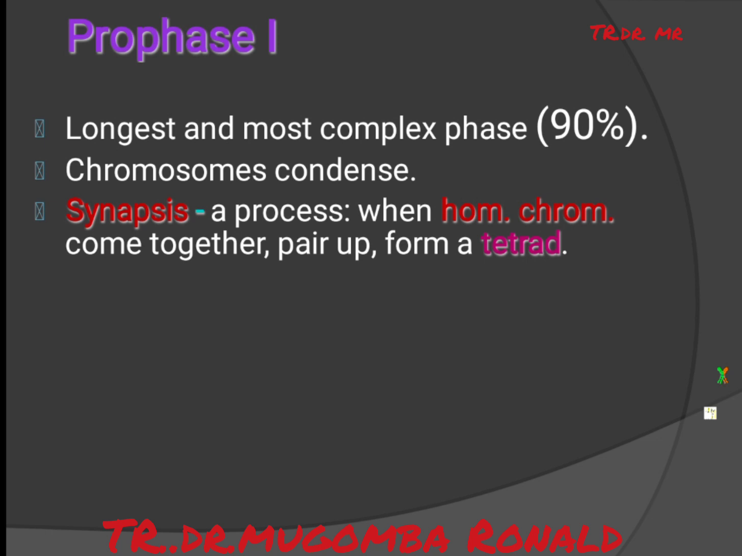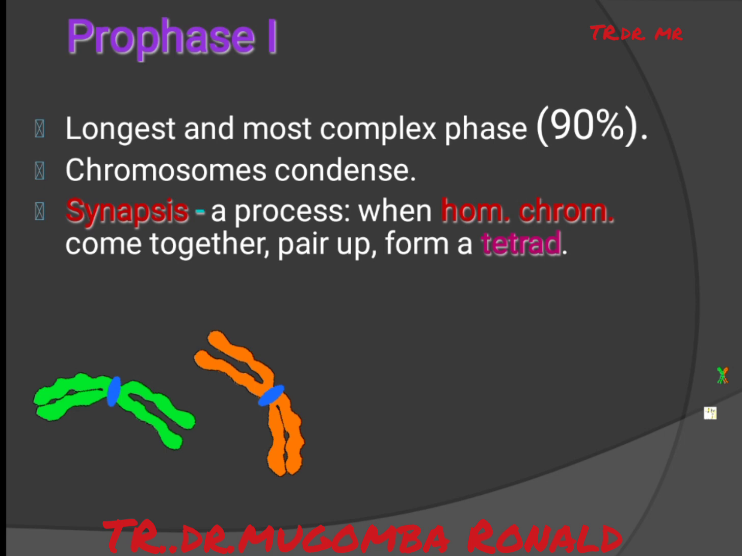That is synapsis. That is to say, the chromosome from your dad and the chromosome from your mom come together, and they form a pair. That is homologous chromosomes. It is known as a tetrad simply because it is made up of four chromatids. That is why they call it a tetrad.